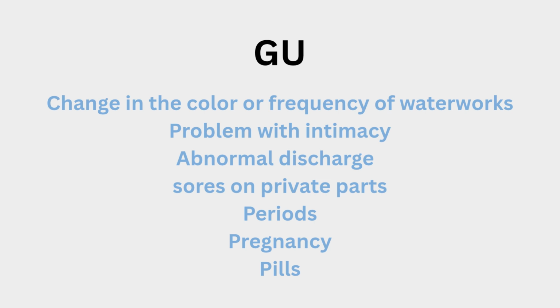Similarly, a problem with intimacy. This is asked in patients, for example, who are diabetic and you want to know about autonomic dysfunction, which can be seen with erectile dysfunction. If the patient does have erectile dysfunction, ask them if they have any problem in initiating the act, or if it's a problem with the urge. So it's libido versus erectile dysfunction.